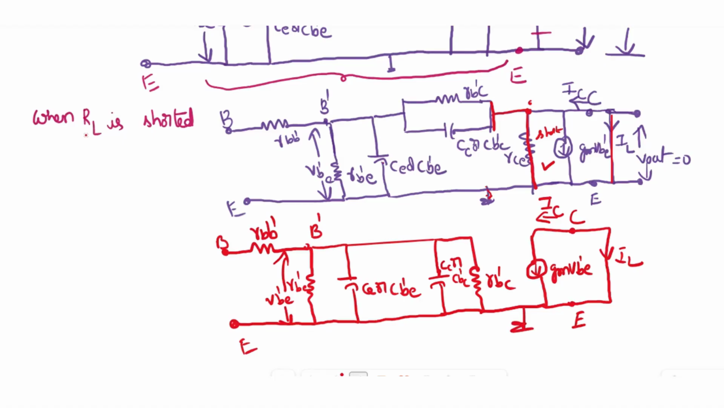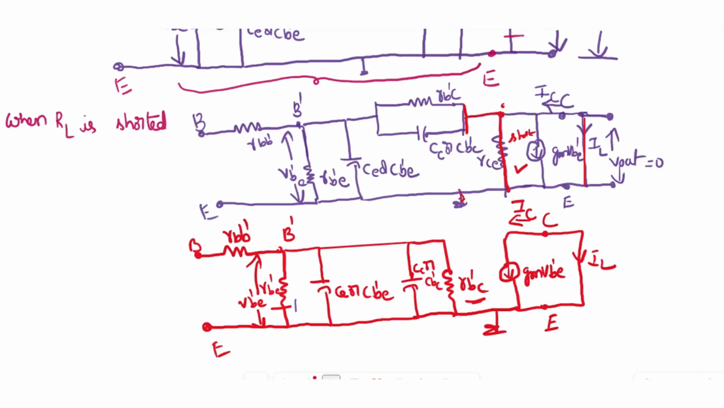Okay. So this is a circuit. In this circuit, Rb'c and Rb'e both are in parallel. Rb'e is low and Rb'c is very high. So a low resistor in parallel with a high resistance gives low resistance. The parallel combination of Rb'e and Rb'c is approximately equal to Rb'e.